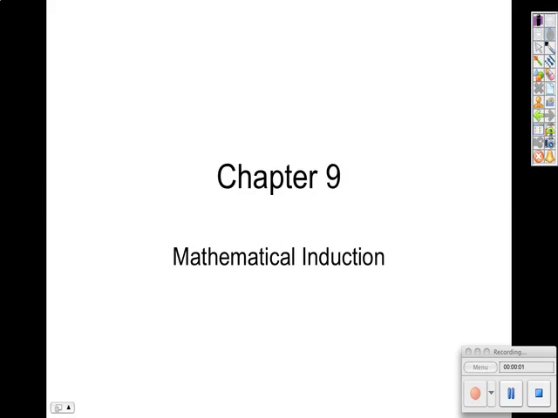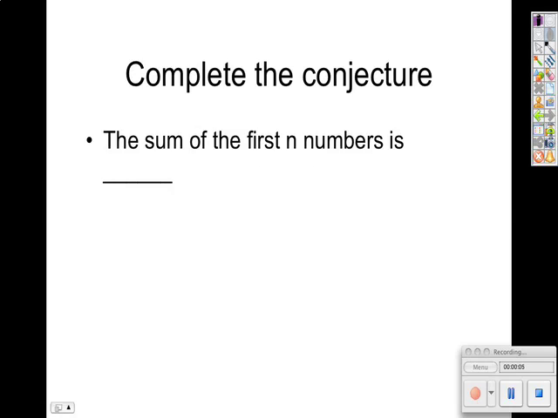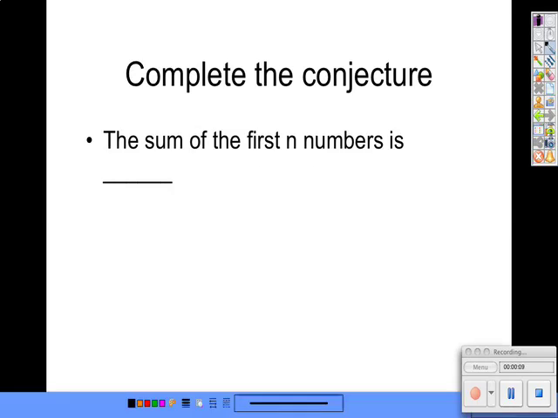Chapter 9 is about proofs, and we're going to be looking at proofs by induction today. We're going to start out by just looking at conjectures. We want to finish this conjecture. We want to make a claim. The sum of the first n numbers is what?